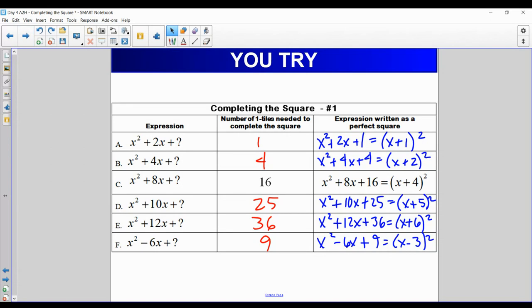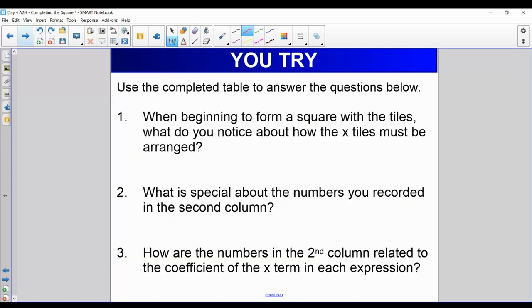Okay, so I filled out how many tiles, the little tiny squares, were needed in red. And then what I did was fill in the question mark with that value and then rewrote it as a perfect square. So the questions are, when beginning to form a square with the tiles, what do you notice about how the X tiles must be arranged?